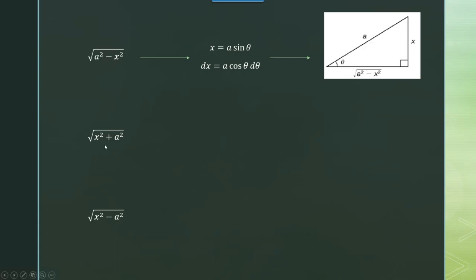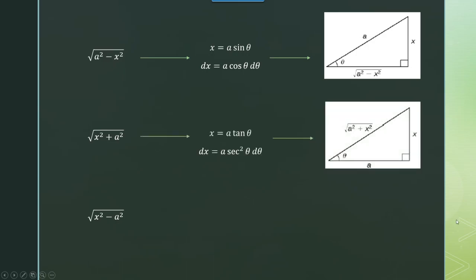If both a squared and x squared are positive, then the substitution I will use is x equals a tangent theta, and the derivative of that will give me dx, which is a secant squared theta d theta. And then here's my corresponding triangle using the triangle definition of tangent, which is opposite over adjacent.